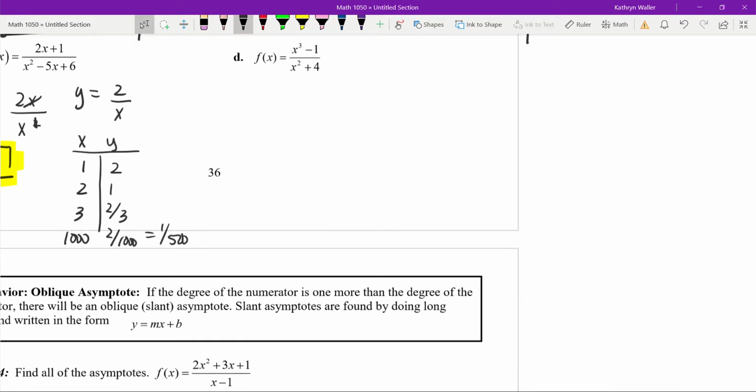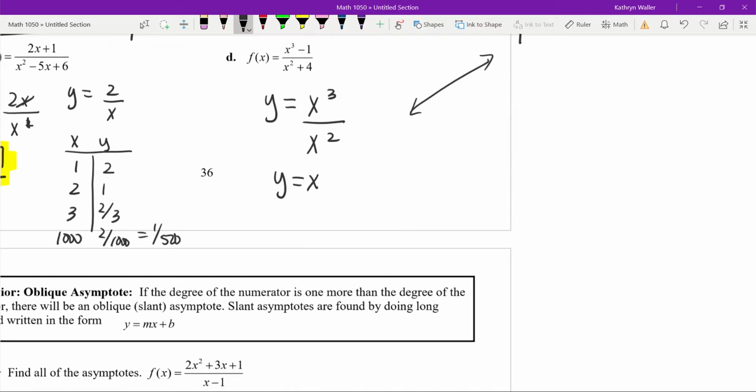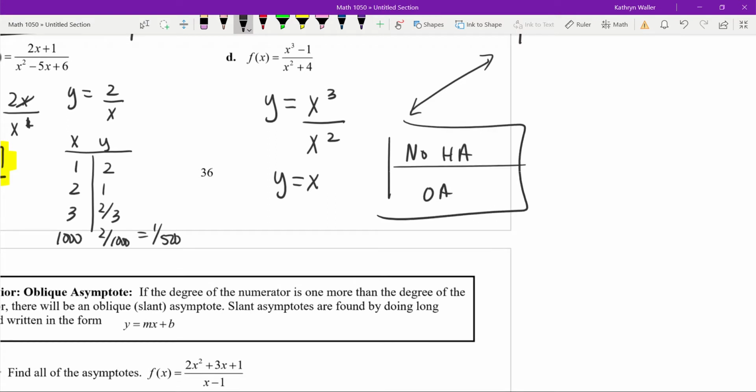It's up to you. Look at question D. If we were checking if we had a horizontal asymptote, biggest over biggest, x to the third over x to the second. If you reduce that, you would get y equals x. y equals x is a line. Is that horizontal? Is a line horizontal like that? No. So there would be no horizontal asymptote. And on this problem, we're going to have an oblique asymptote.